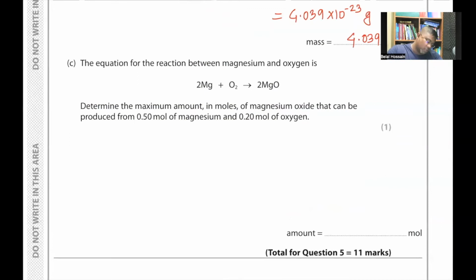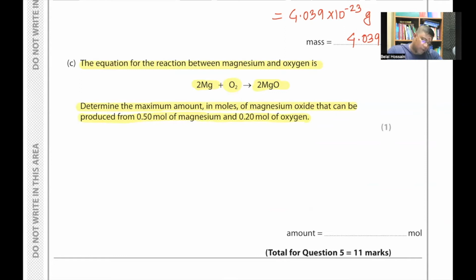Part C. The equation for the reaction between magnesium and oxygen is given. Magnesium reacting with oxygen molecule to produce 2 magnesium oxide. Determine the maximum amount in moles of magnesium oxide that can be produced from 0.5 moles of magnesium and 0.2 moles of oxygen. Very good question.